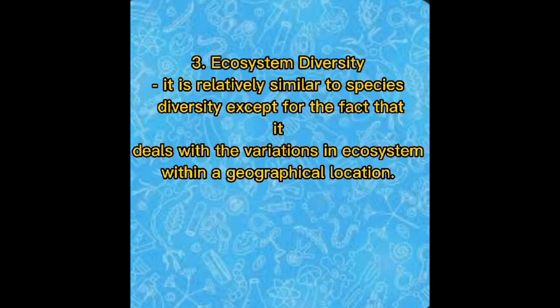The third one is ecosystem diversity. It is relatively similar to species diversity except for the fact that it deals with the variation in ecosystems within a geographical location. From one region or country to another, there are different ecosystems or biomes, with examples such as alpine, meadows, taigas, wetlands, grasslands, mangroves, and deserts, among others.